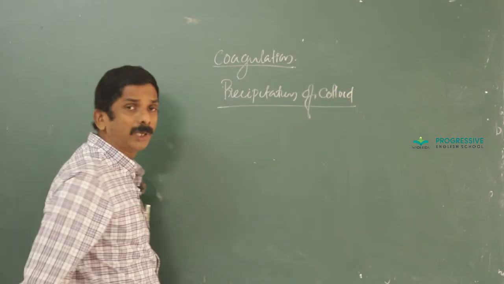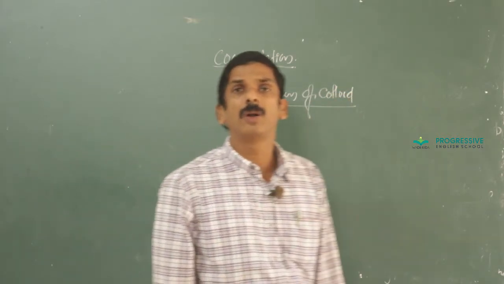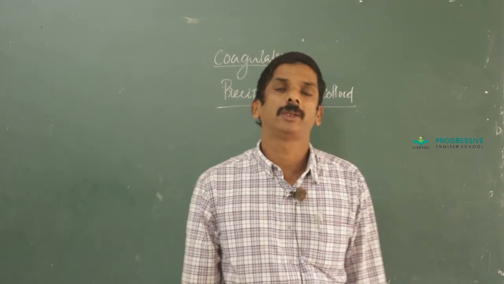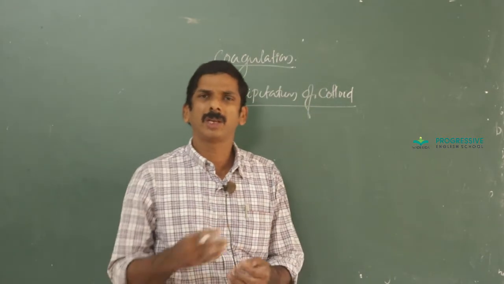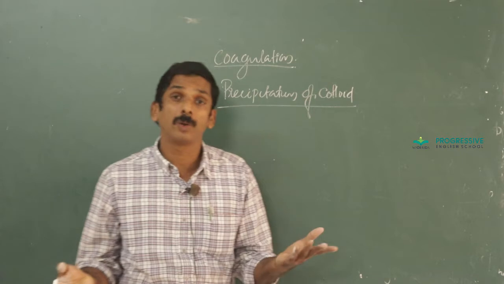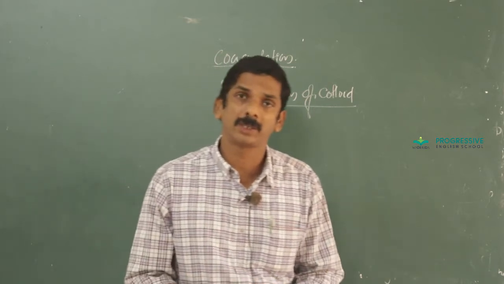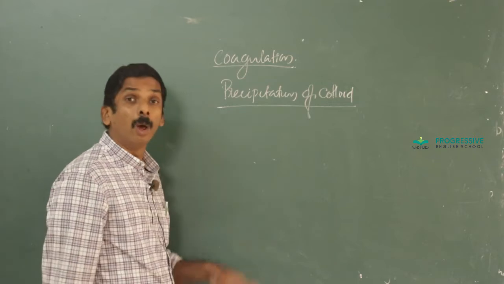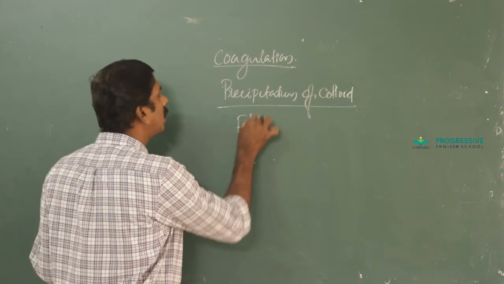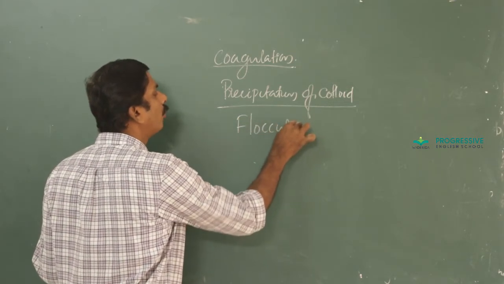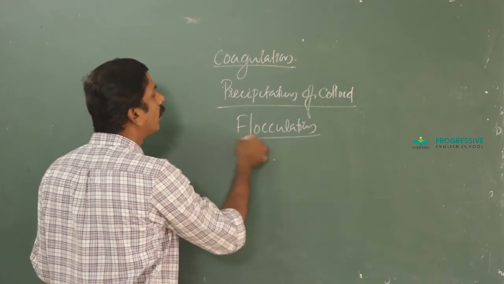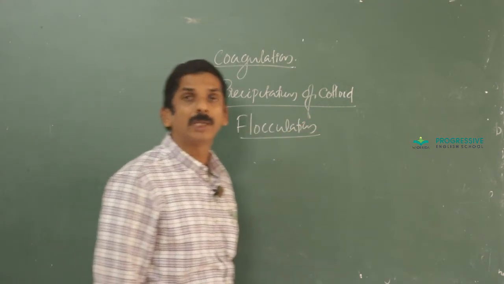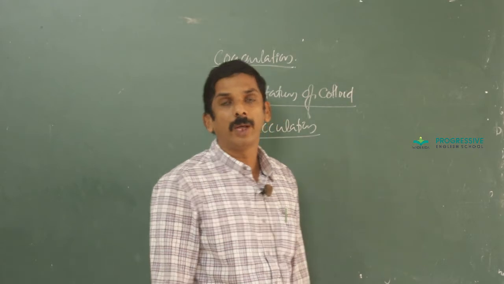The process of precipitation of a colloid is called coagulation. In the case of blood, we call it clotting of blood. Blood is a colloidal system. Generally, it is called coagulation, precipitation. The beginning of coagulation is called flocculation.